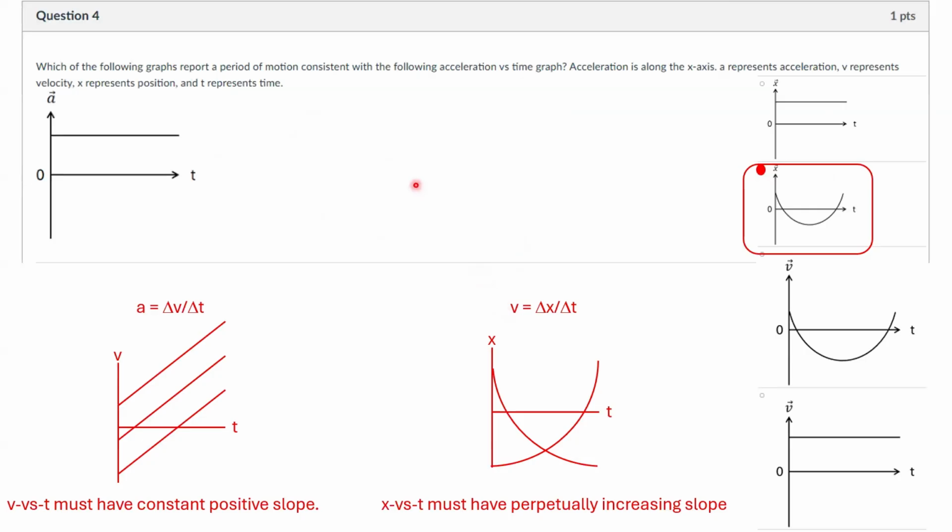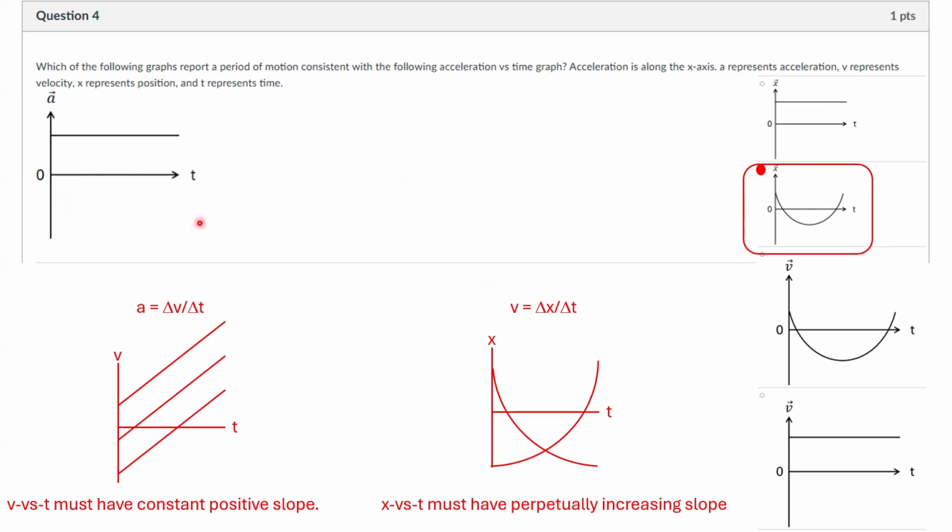Question four. This is now chapter two, conceptual stuff. Quiz two had things like this. This is graphical comprehension of how you can relate graphs of acceleration versus time to graphs of velocity versus time and graphs of position versus time.